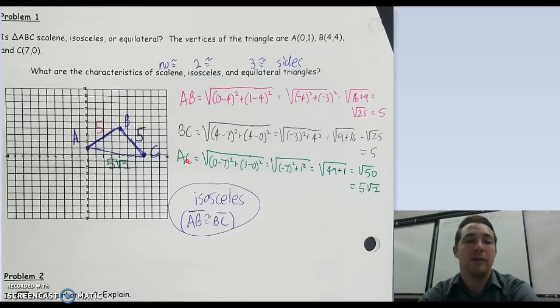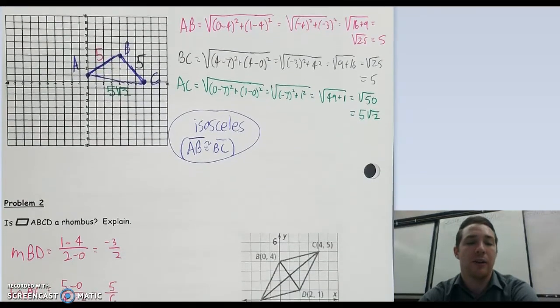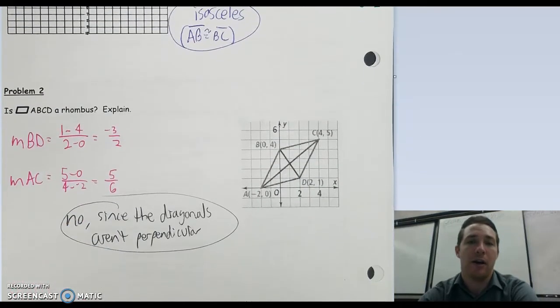When I try to do that same distance formula for AC, we see that the distance is not the same as the other two. We actually simplify to get 5√2. So if I have two sides that are the same and the third one is not, we can tell that is an isosceles triangle. So the next question asks us if we have a rhombus based on that figure, again in a coordinate plane.